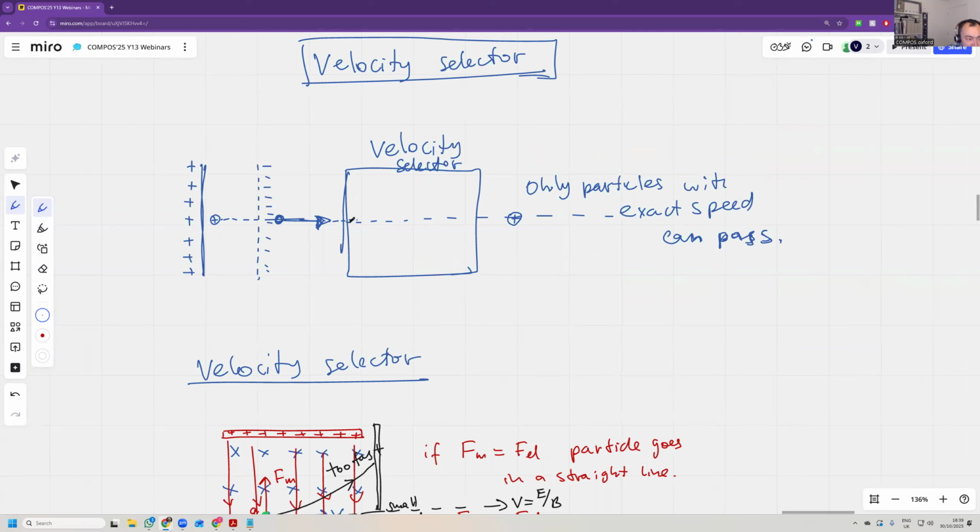So if a particle is too fast, it hits the wall. If it's too slow, it hits the other wall. And if it's just right, it is allowed to pass through. Okay. On a scale of 0 to 10, how well do you understand the velocity selector now?